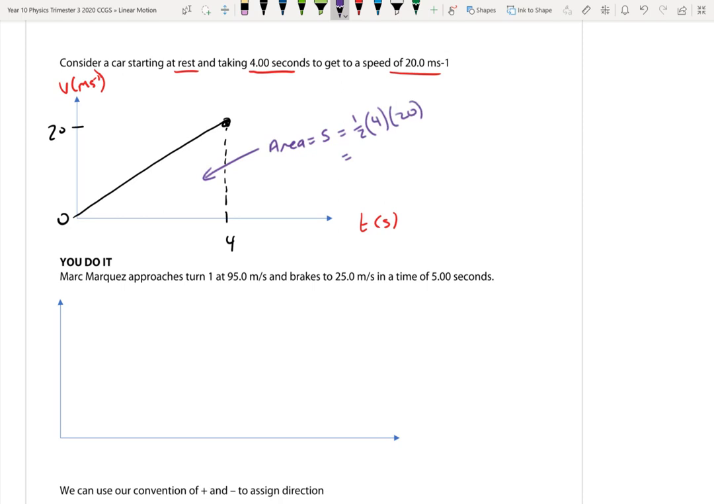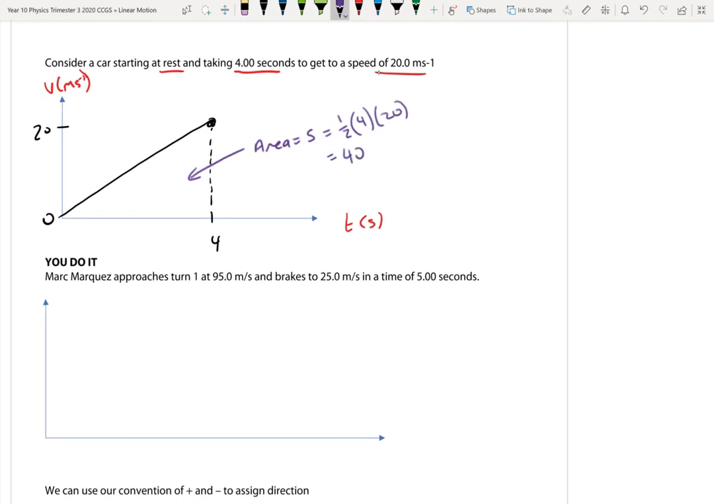So 2 by 20, 40 meters. All right, that's as much as I want you to do.